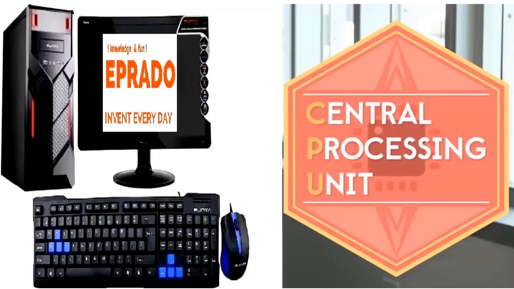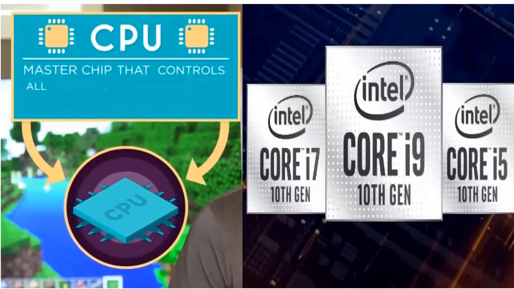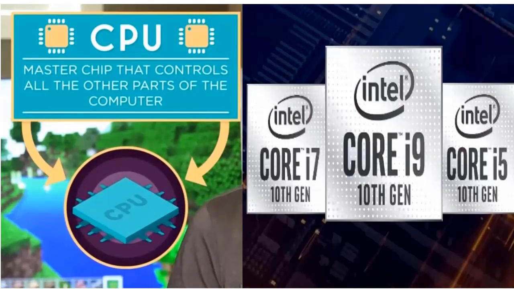In the last session, we learned what is input and output device. In this session, we are going to learn about the central processing unit, the CPU. The CPU is the master chip that controls all the other parts of the computer. The CPU has several small circuits inside it.